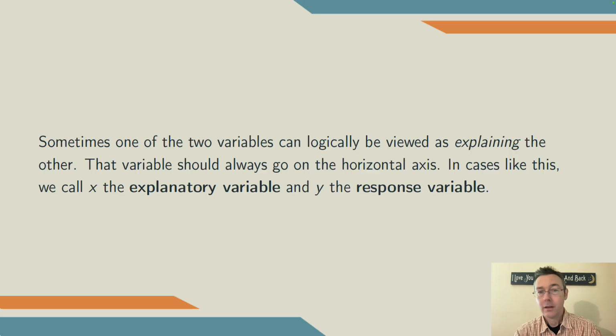Sometimes in a scatter plot, one of the two variables can be viewed as explaining the other one. And we always put that variable on the x-axis, on the horizontal axis. In situations like that, we call the variable on the x-axis the explanatory variable, because it does the explaining. We call the variable on the y-axis the response variable, because our perception is that it is responding to the values that the x variable takes. If we were in a more algebraic scenario, we would call x and y the independent and dependent variables respectively. When we're in statistics, we generally use these terms instead, explanatory and response.